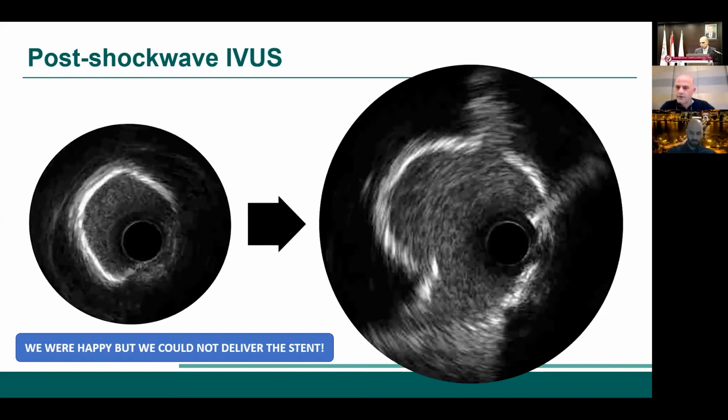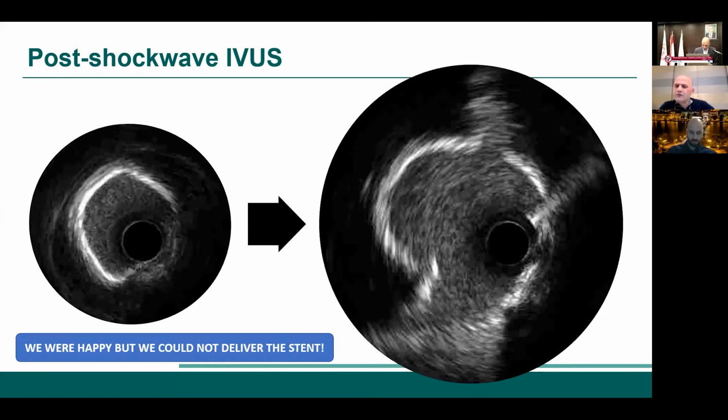Even with a buddy wire? That's a good question, because we did not use a buddy wire. So as to try to slide your stent on it? Absolutely, absolutely.